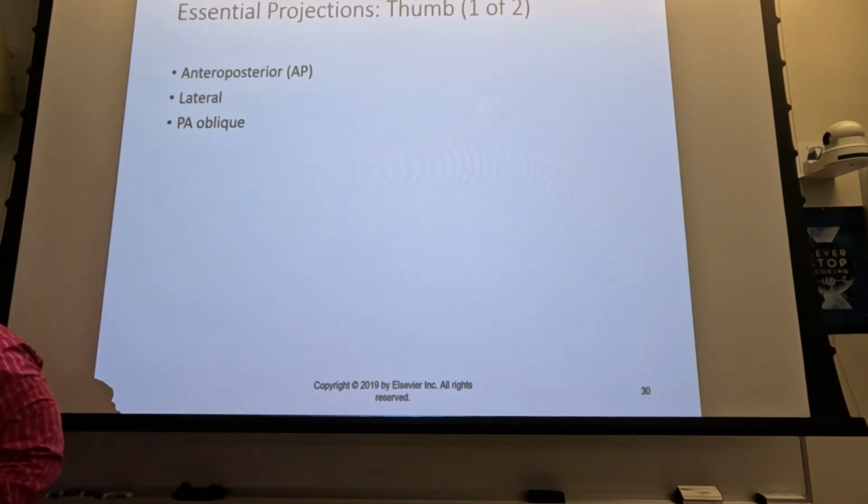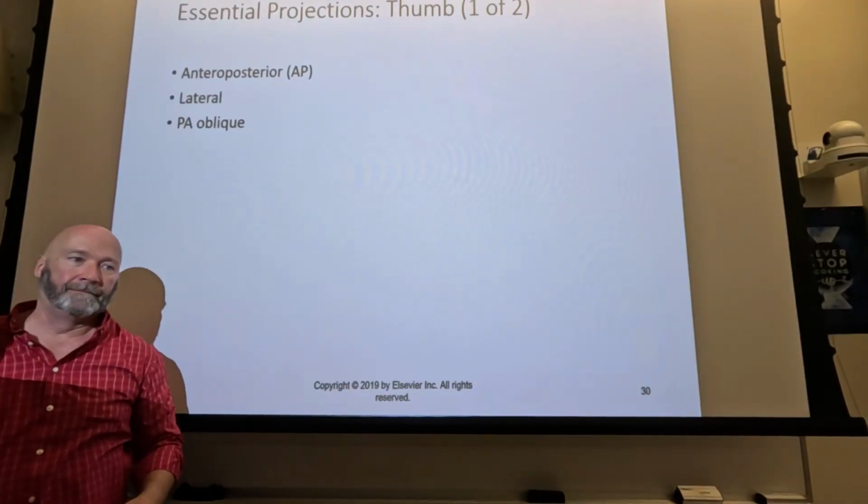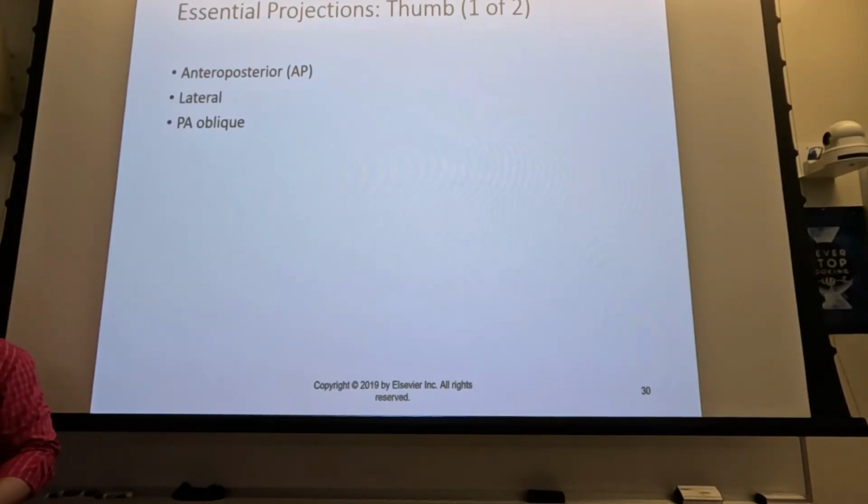So what are the key points on the thumb that are different than anything else? It's the only one that we shoot AP. It's the only one where we include the entire metacarpal.